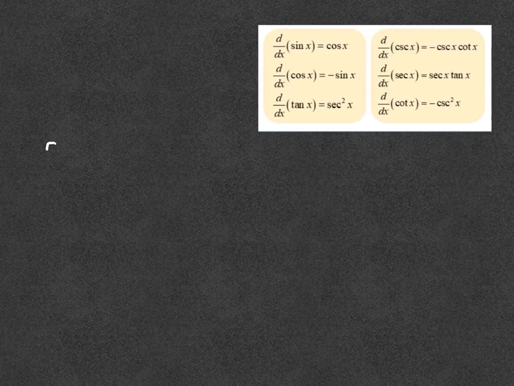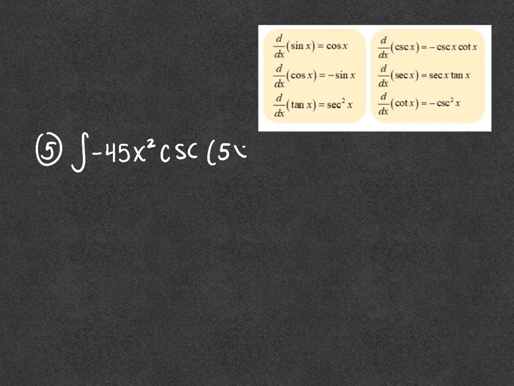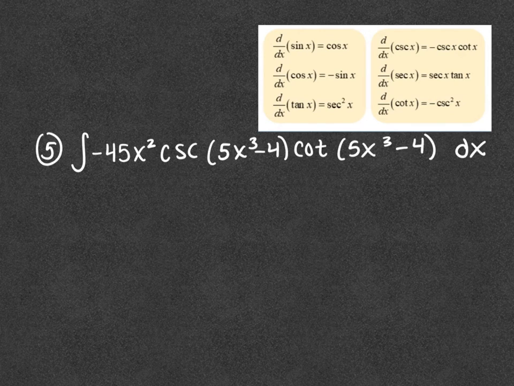Okay, number 5. We'll integrate negative 45x squared cosecant of 5x to the third minus 4 cotangent of 5x to the third minus 4 dx. So this one's a little bit longer, but you should be able to recognize that it's cosecant cotangent, which is this one. So if I want to take the antiderivative of this, it'll just be cosecant of x. And there's the negative there as well, so that's perfect.